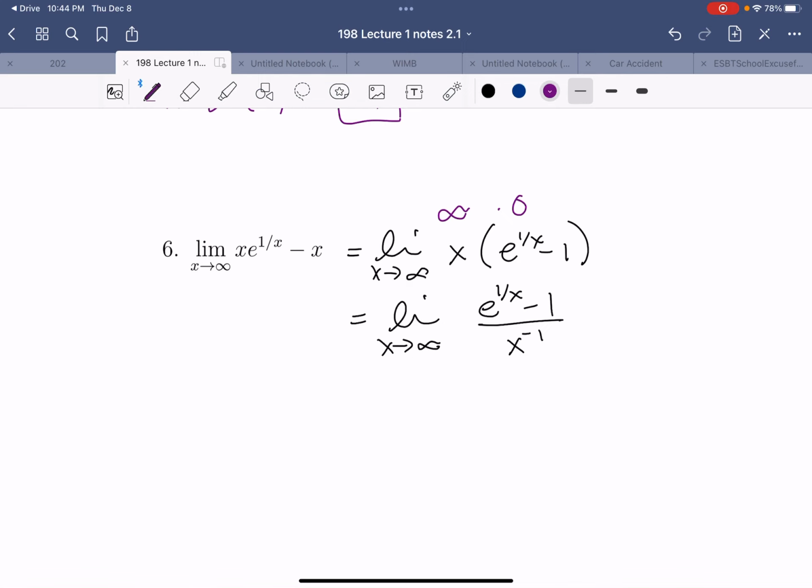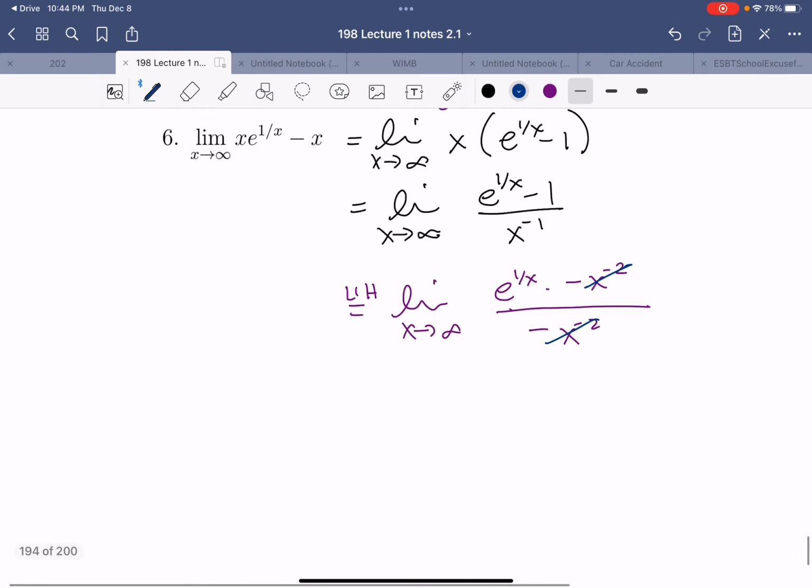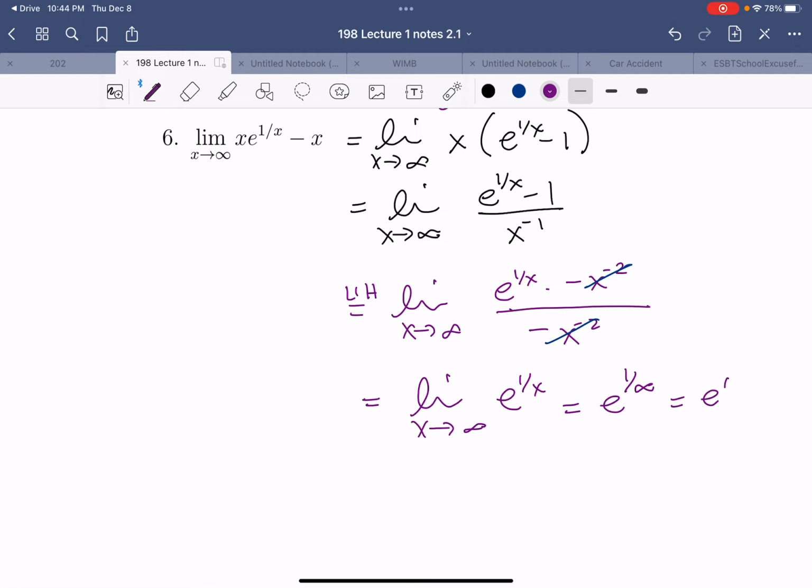So then we can use L'Hopital's rule to take the derivative of the top, which is going to be e to the 1 over x, times the derivative of what's in the exponent for chain rule, which is negative x to the negative 2. The derivative of the bottom is also negative x to the negative 2. So just like in that one example before, those two parts will cancel. And I'm left with the limit as x goes to infinity of e to the 1 over x. And when you plug in your infinity, this gives you e to the 1 over infinity. 1 over infinity is 0, e to the 0 is 1. So I get 1 for number 6.